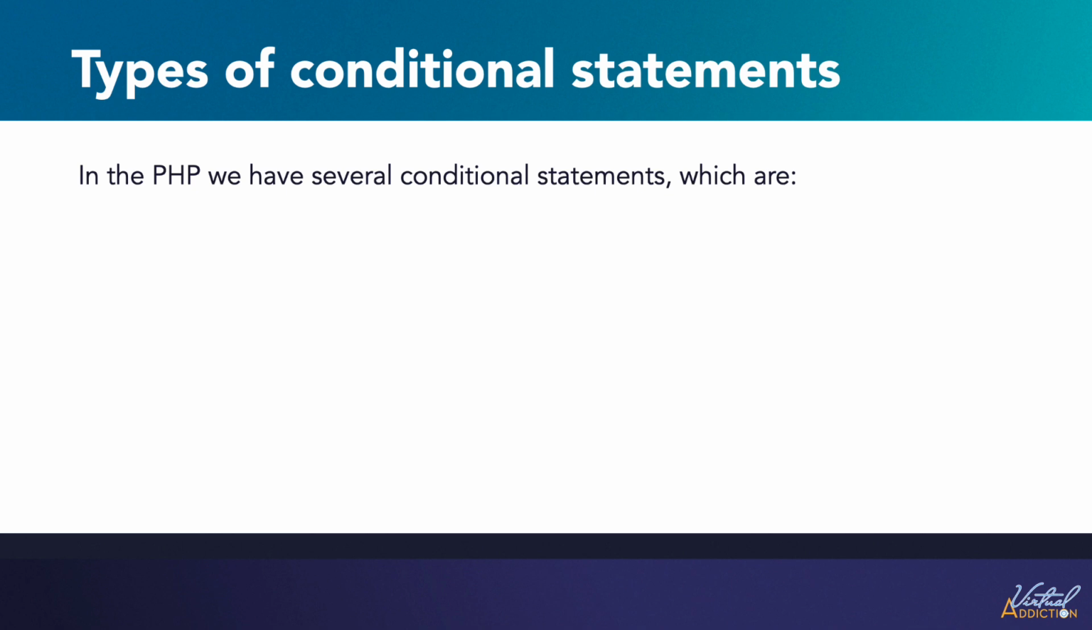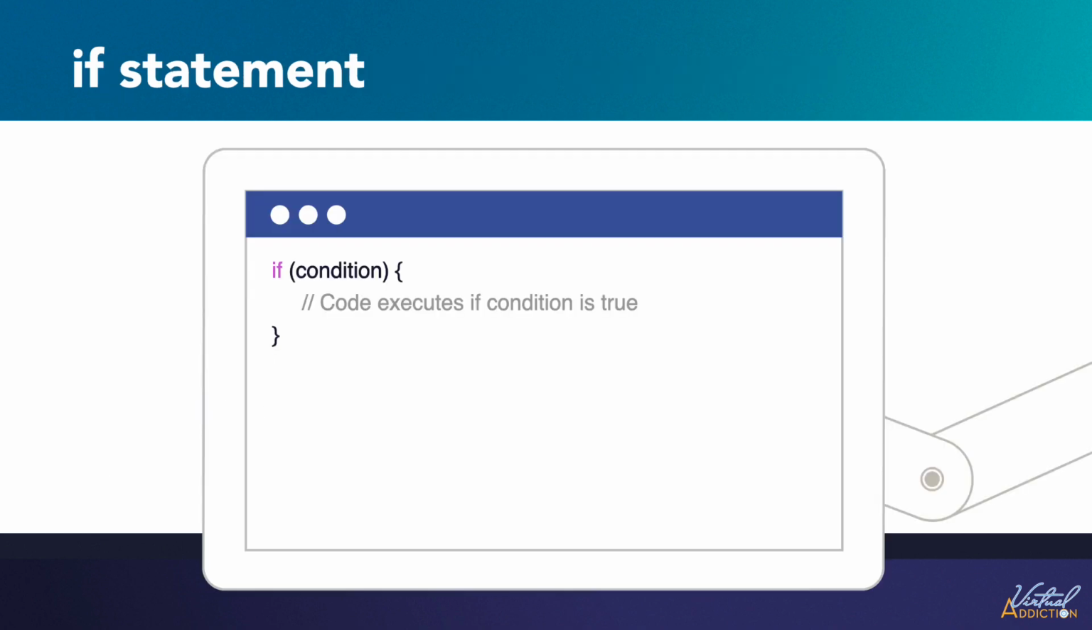We have several different types of conditional statements. They are the if statement, the if-else statement, the if-else-if-else statement, a ternary statement, and a switch statement. Let's start off by looking at the if statement. This is the simplest statement. And basically, this will only execute a block of code if the condition is true.